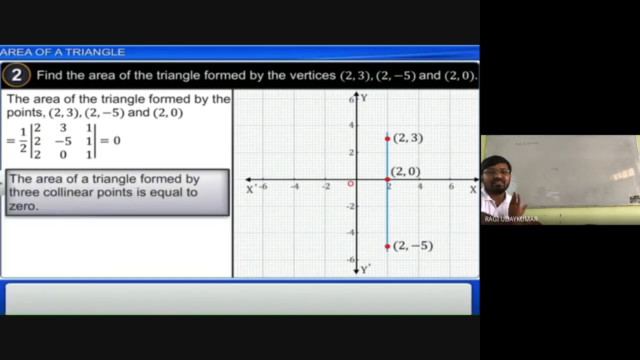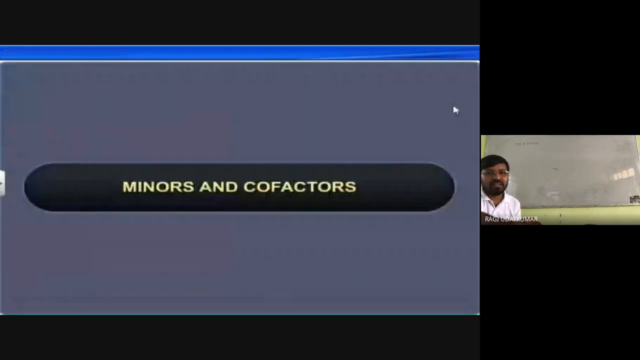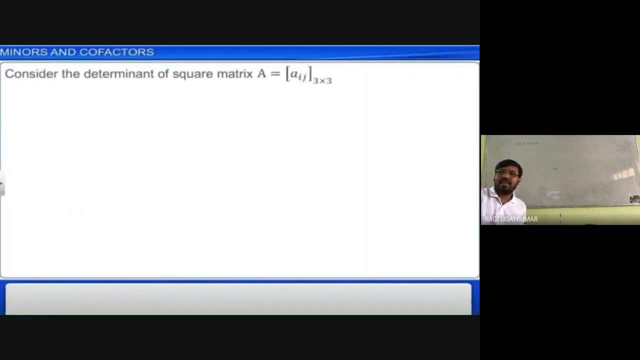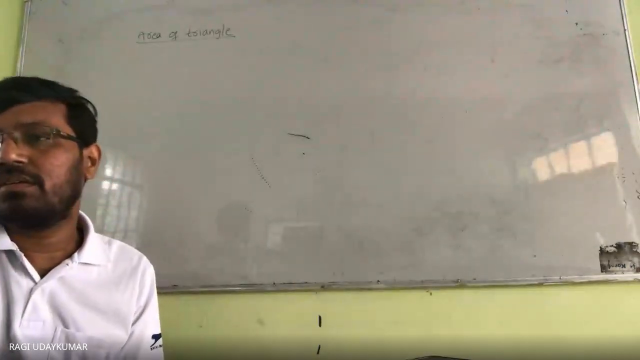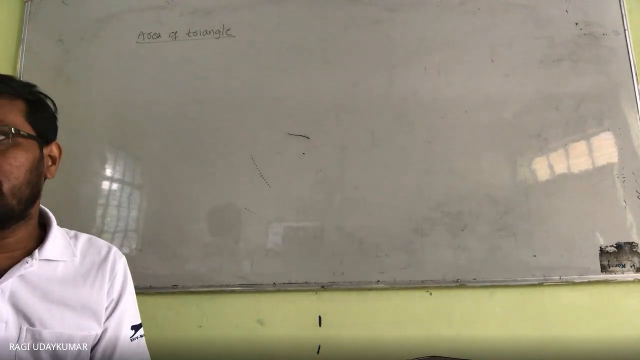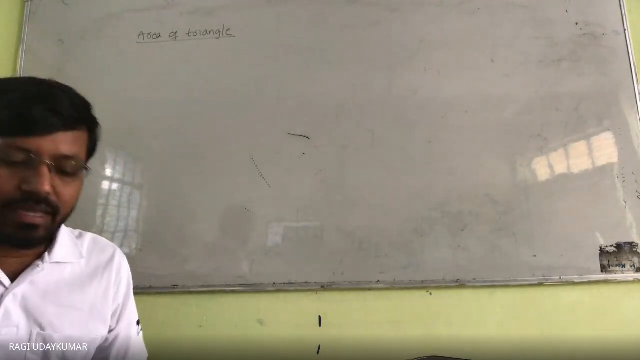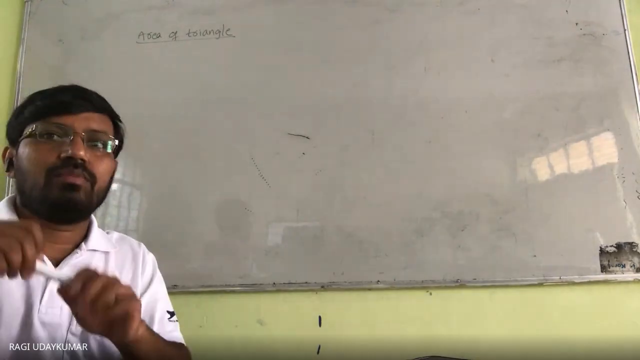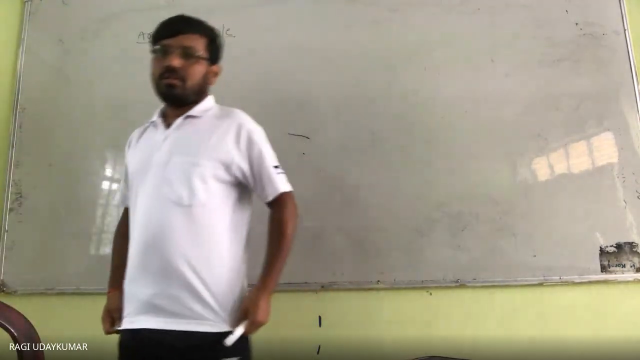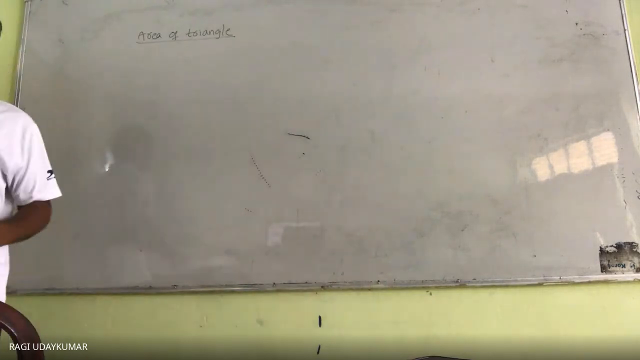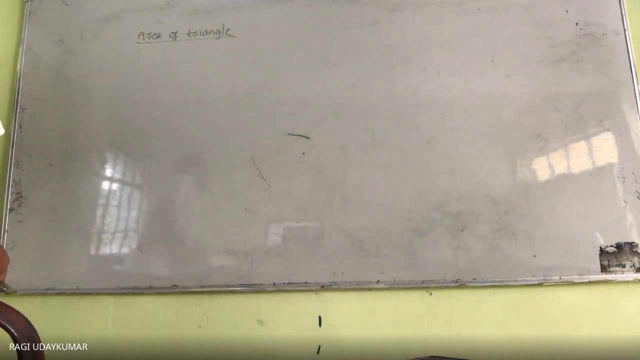Okay. In case the question is given that these 3 points are collinear, then you can directly take the area of the triangle as 0. If the question tells you that the 3 points are collinear, then you have to take it like that. Okay.